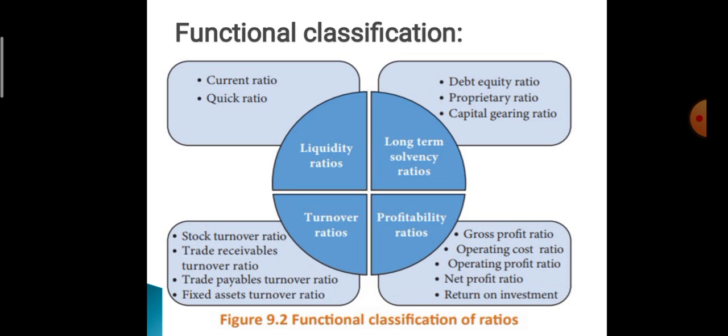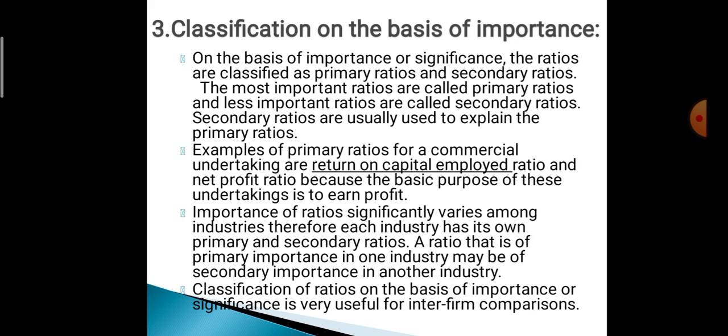Coming to the stock turnover ratio. Here turnover ratios have been classified as stock turnover ratio, trade receivables turnover ratio, trade payables turnover ratio, fixed assets turnover ratio. In detail we will do it in the further classes. And profitability ratios have been classified into gross profit ratio, operating cost ratio, operating profit ratio, net profit ratio, return on investment. Now coming to the classification on the basis of importance.